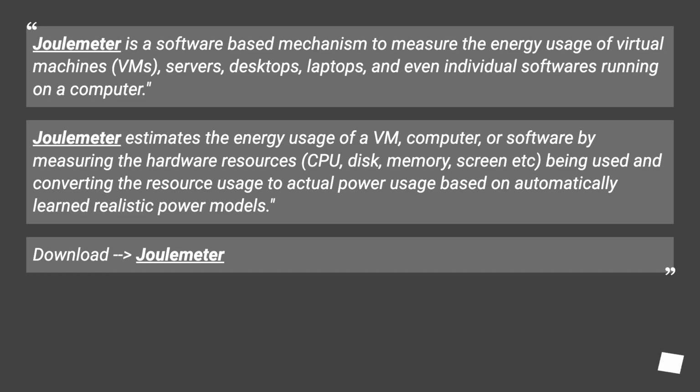Joulemeter is a software-based mechanism to measure the energy usage of virtual machines (VMs), servers, desktops, laptops, and even individual software running on a computer. Joulemeter estimates the energy usage of a VM, computer, or software by measuring the hardware resources (CPU, disk, memory, screen etc.) being used and converting the resource usage to actual power usage based on automatically learned realistic power models. Download Joulemeter.